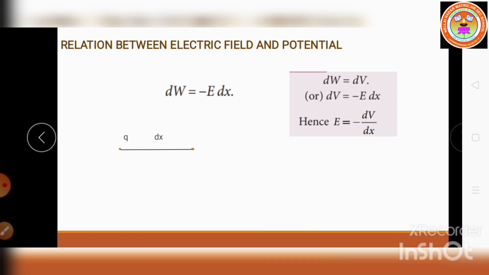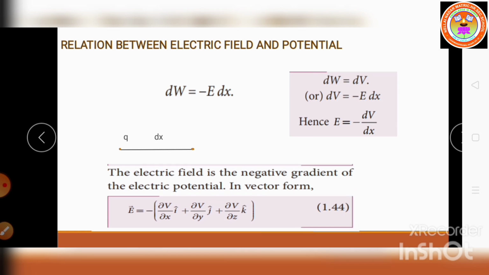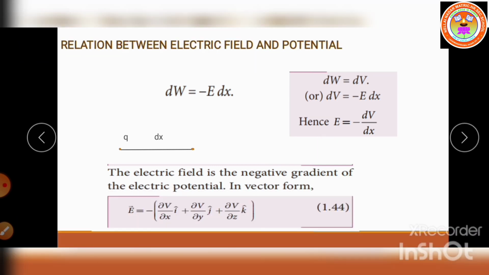So we can say here the electric field is the negative gradient of the electric potential, because the negative sign is there. If you write this equation in vector form, along the x direction is i cap, the y direction is j cap, and the z direction we take as k cap. Understand, children?